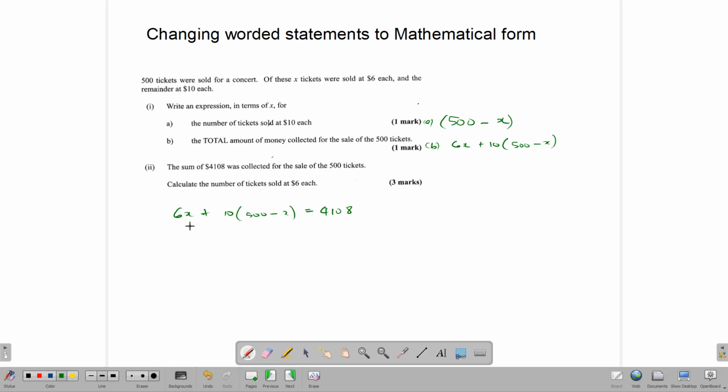Multiplying out the bracket, we have 6x plus 5,000 minus 10x is equal to 4,108. We need to group these things. So let's have the 6x and the minus 10x beside each other, and do the opposite of this plus 5,000 by subtracting it from the other side.